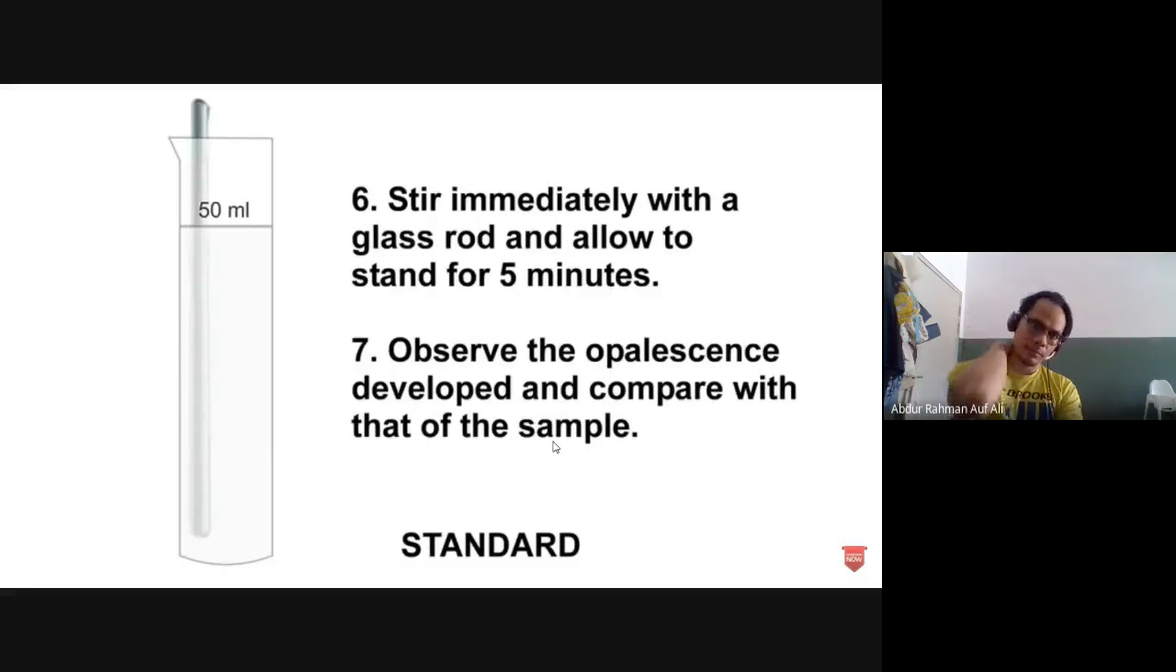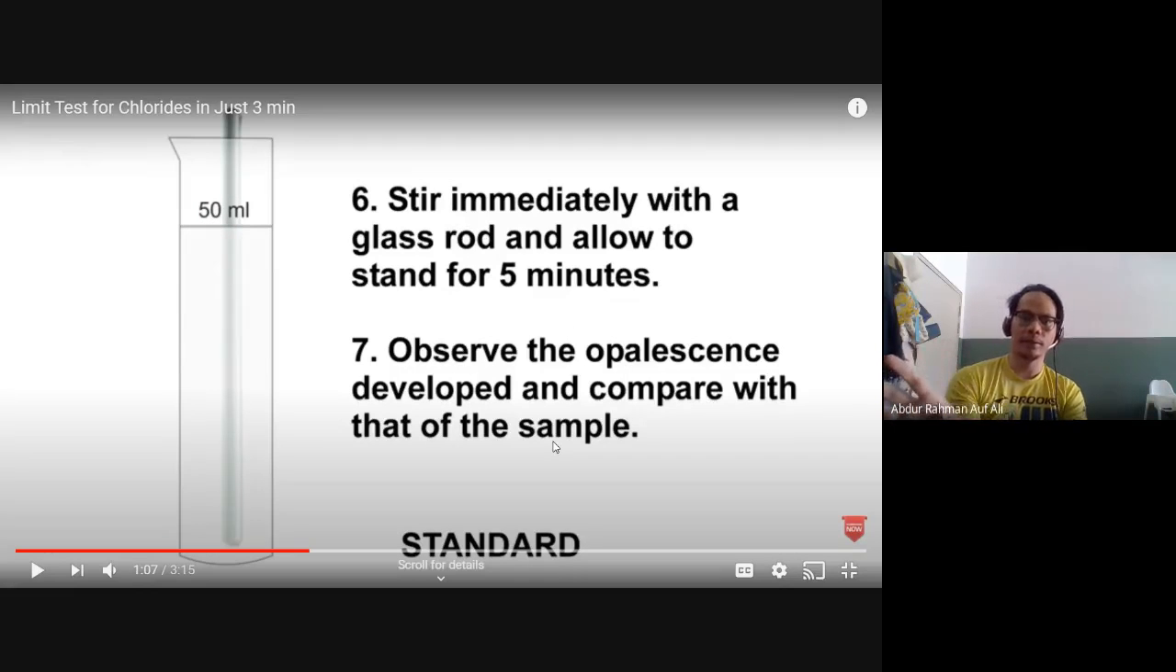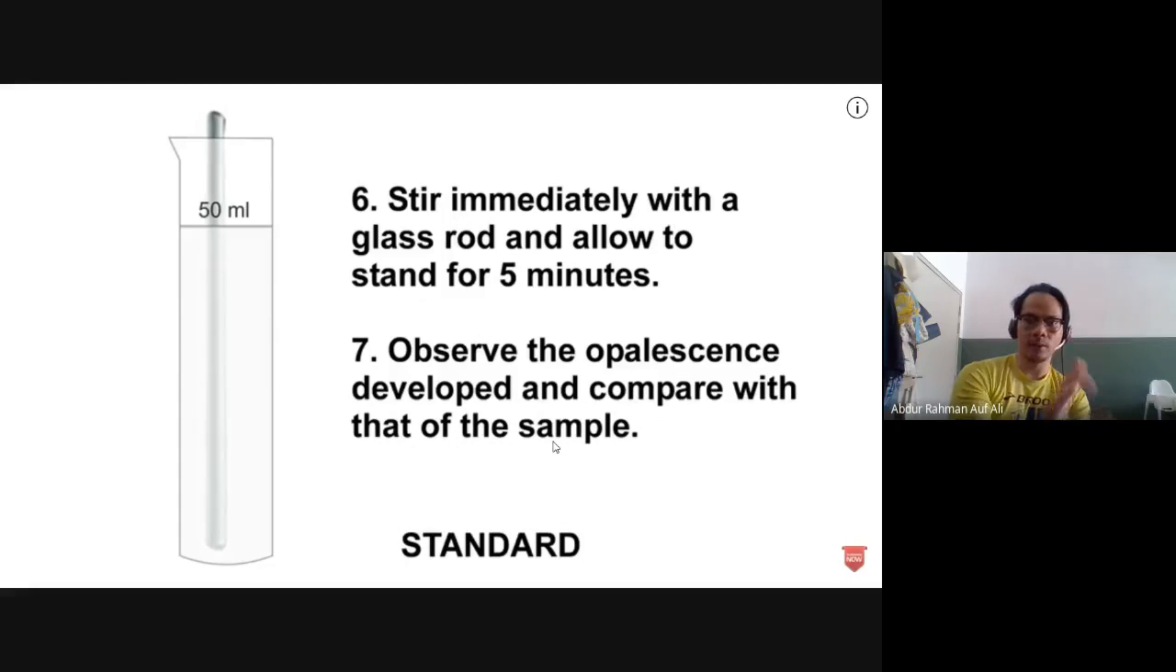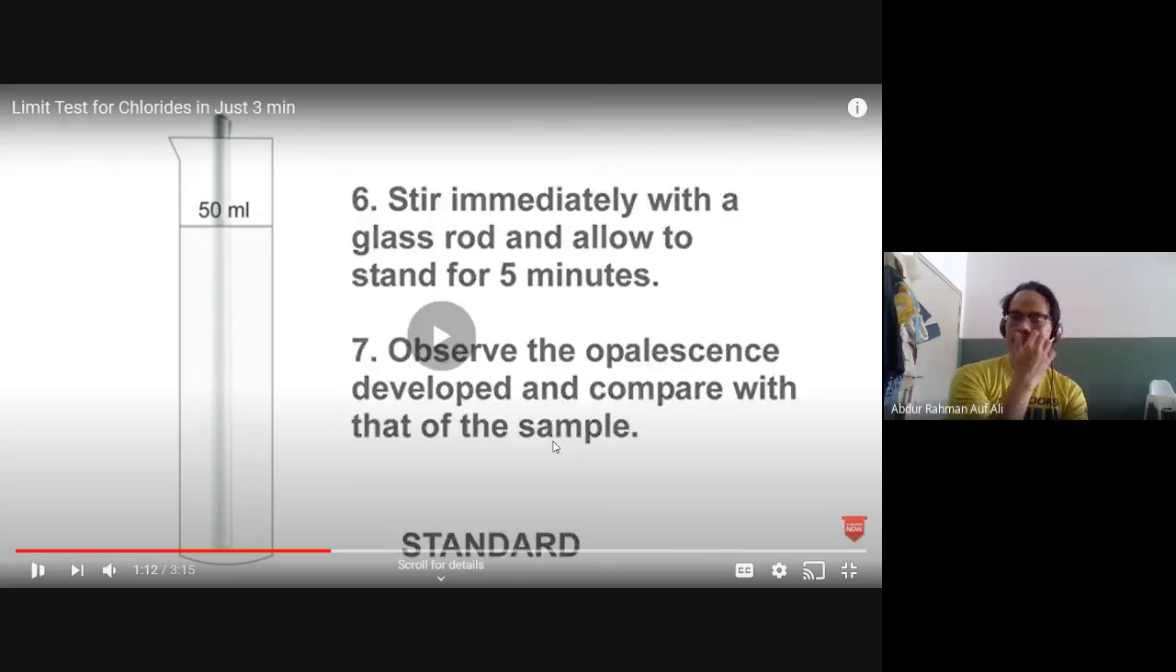Stir immediately and allow to stand for 5 minutes. Leave it alone for 5 minutes. So observe the opalescence. Opalescence is the kekeruhan lah. Tengok jadi keruh tara mana. So put it aside. Kita akan guna this as our standard solution. Nanti bila kita dah prepare a sample solution, kita akan bandingkan kedua-dua kekeruhan.